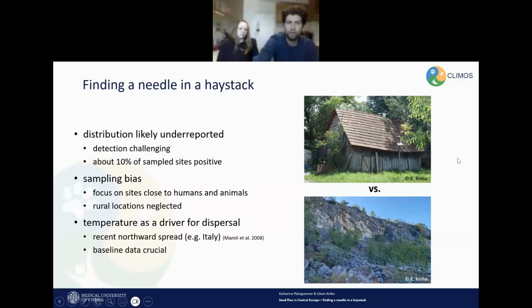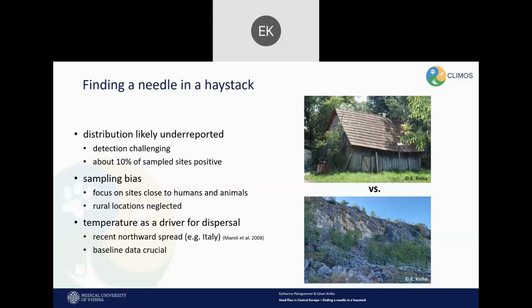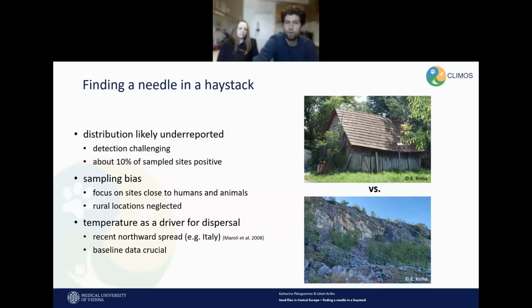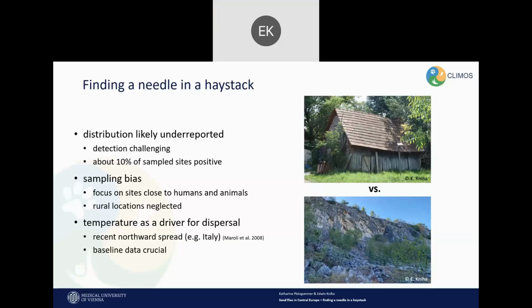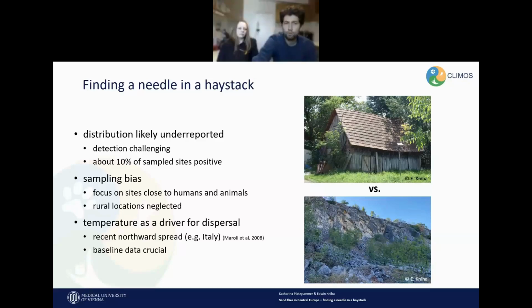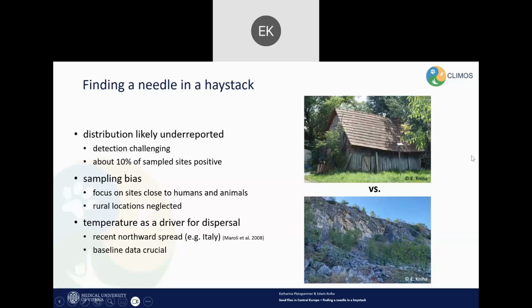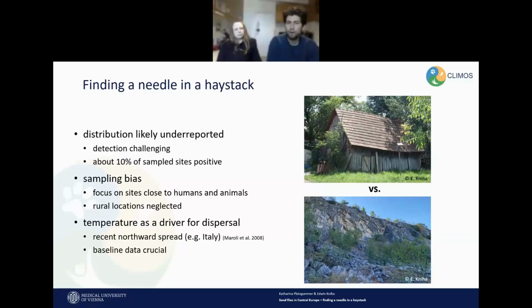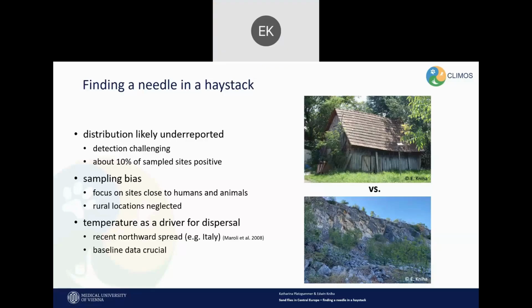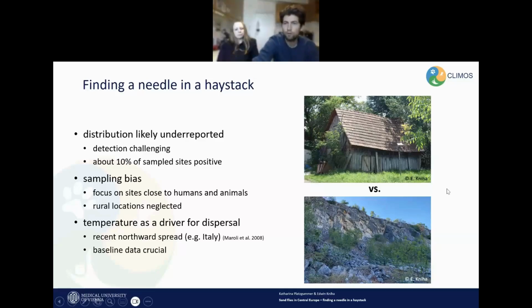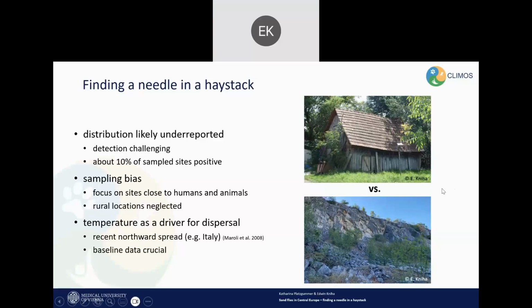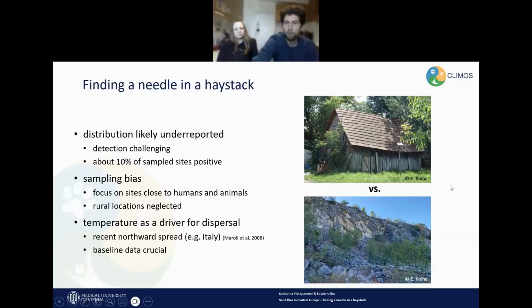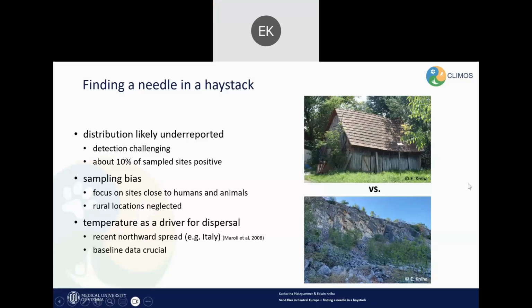We see that there is recent northward spread. There are some, or few, studies in Italy or also Switzerland that report a northward spread of some sandfly species, most likely due to a rise of temperature. For that, of course, it is very crucial to have baseline data, historical data that you can compare with current data, and the baseline data is the data that we are collecting today and tomorrow, and in the recent past and future, in order to follow potential spread of the sandflies in the next years.